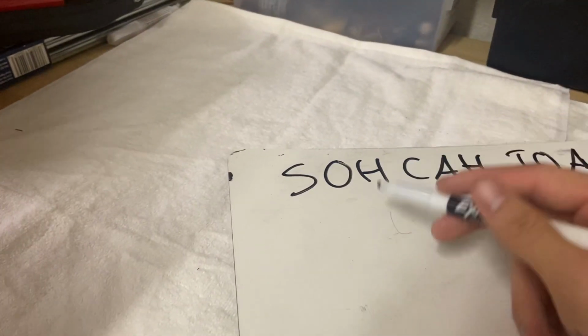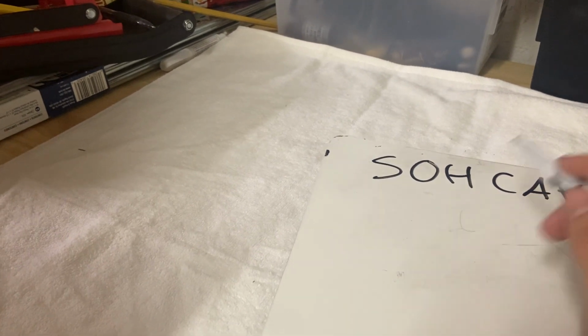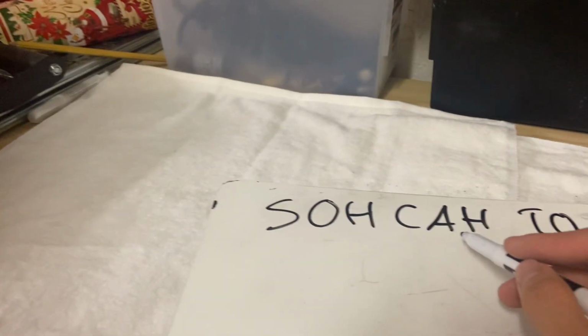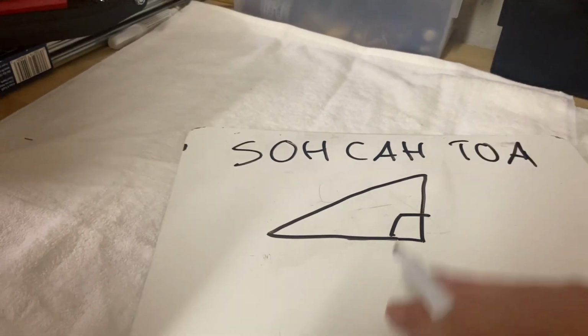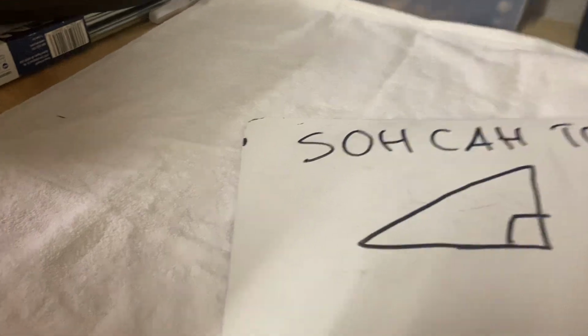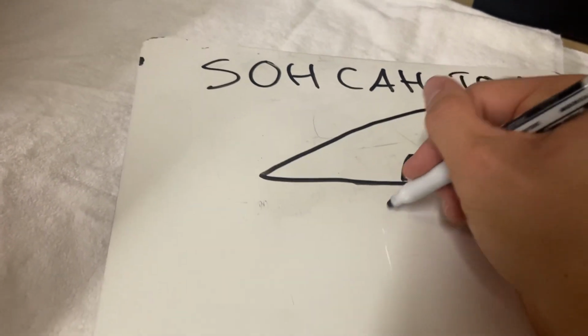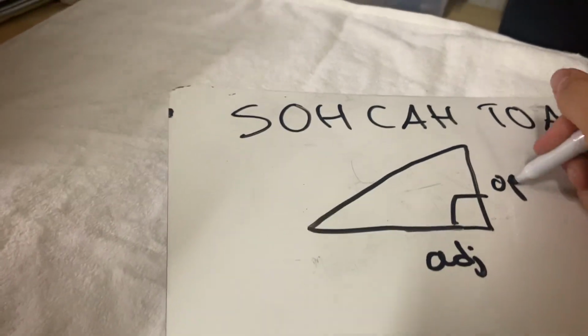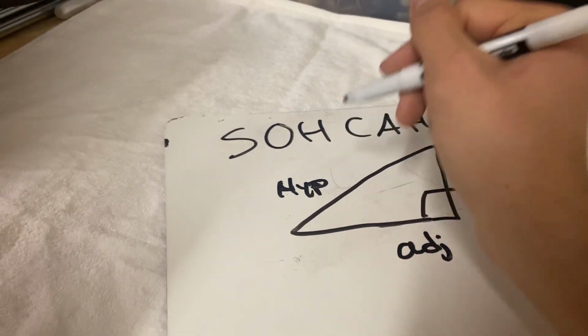So for review, we know that SOHCAHTOA, so is opposite over hypotenuse, CAH is adjacent over hypotenuse, and then TOA would be opposite over adjacent. In terms of a right triangle, it would look like this. So this would be adjacent, opposite, and hypotenuse. Okay?